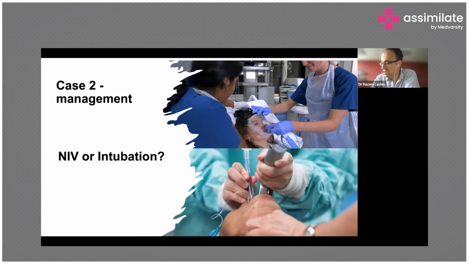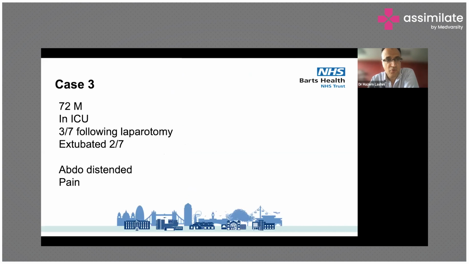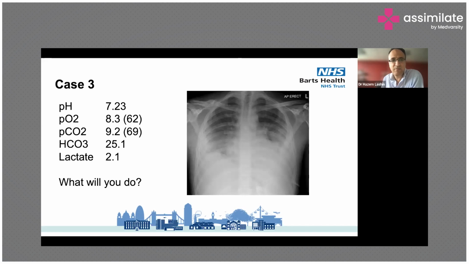Okay, for the sake of time, we're just gonna move on. So case 3, you have a 72-year-old gentleman in ICU. 3 days ago, he had a laparotomy, was extubated 2 days ago, and you've been asked to see him because the patient's abdomen is distended and they have pain secondary to the operation. And this is the blood gas and the chest X-ray. So what do we think is going on here?